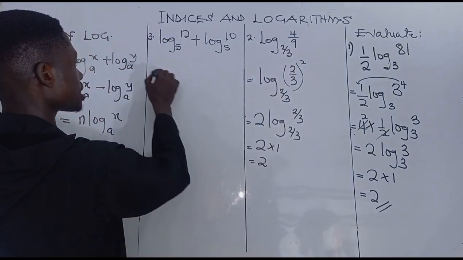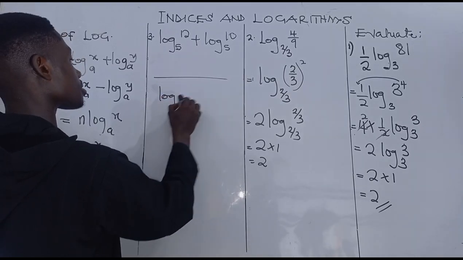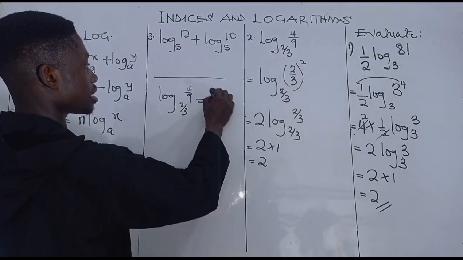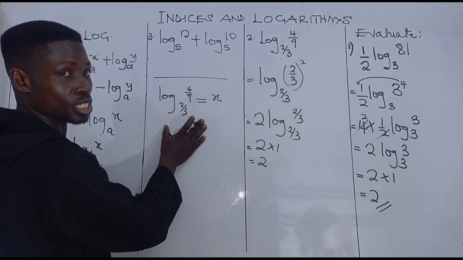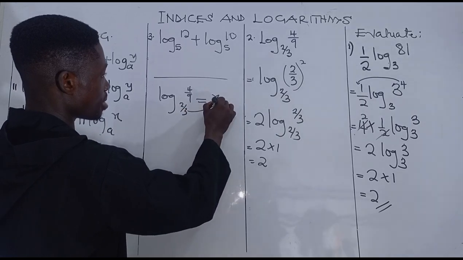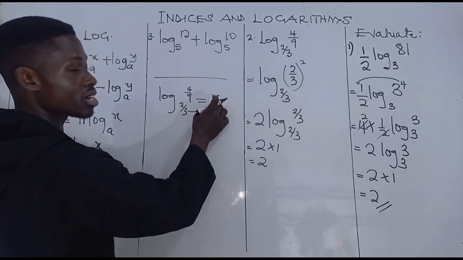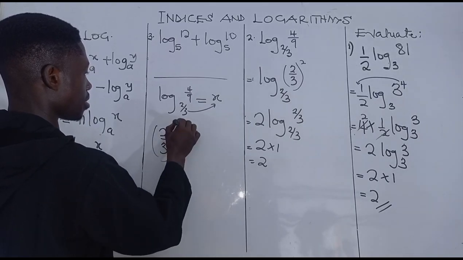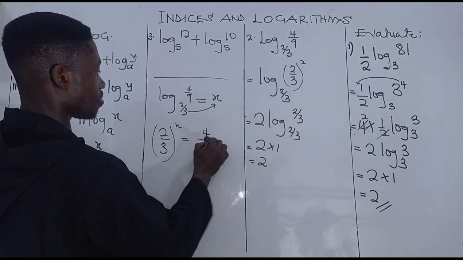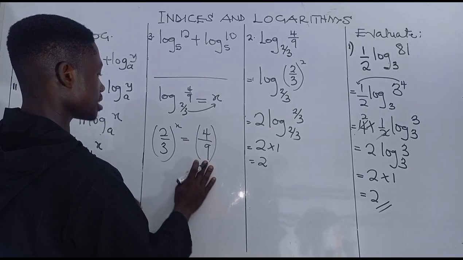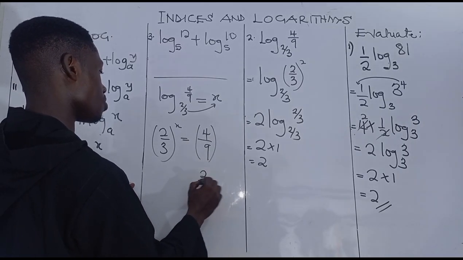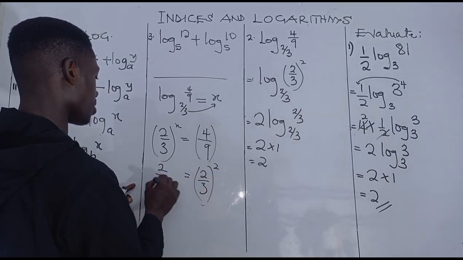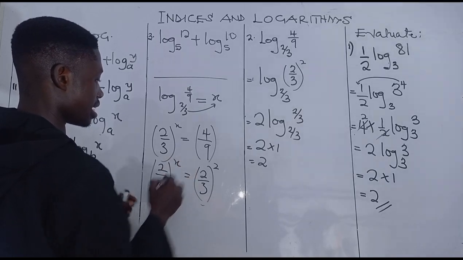We can decide to equate this to any variable at all, let's say x. Now you can write this in an exponential form, where the base of the logarithm will come and be the base of the index. So you have 2/3 raised to the power x is equal to 4/9. Now let's express this in the form of (2/3) all raised to the power 2 is equal to (2/3) raised to the power x.